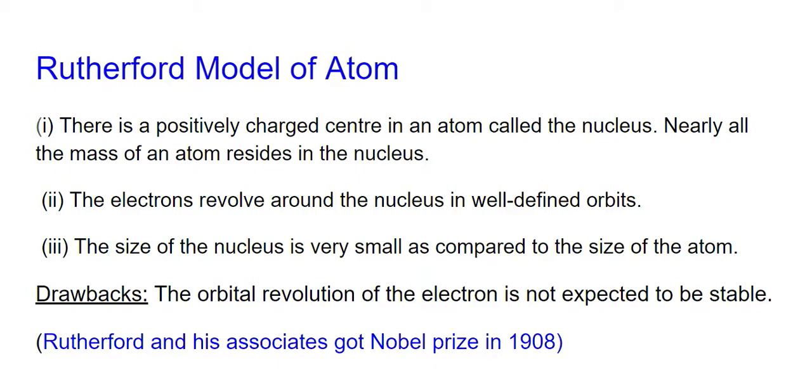But in reality, it is not so. Atom is very stable. So that means something is still lagging behind. Some drawback is still there. And this drawback was later removed by the next proposed model of atom. Meanwhile, for the discovery of positively charged particles, electrons, and so many other things, for the discovery of this model of atom, Rutherford and his associates got the Nobel Prize in 1908.